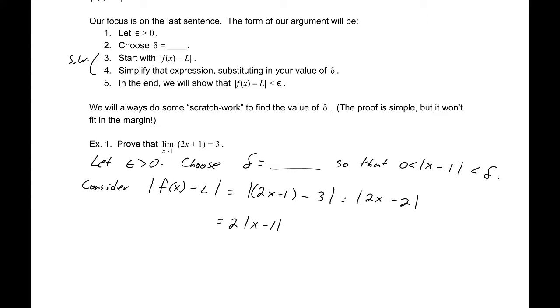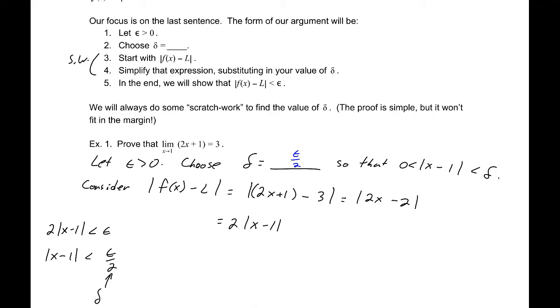And what I want in the end, somewhere over here, is to say this is less than epsilon. So this is going to prompt me to say, 2 times the absolute value of x minus 1. If I want that to be less than epsilon, that means the absolute value of x minus 1 is going to be less than epsilon over 2. That is my choice for delta. So going back over here, I'm going to say choose delta equal to epsilon over 2.